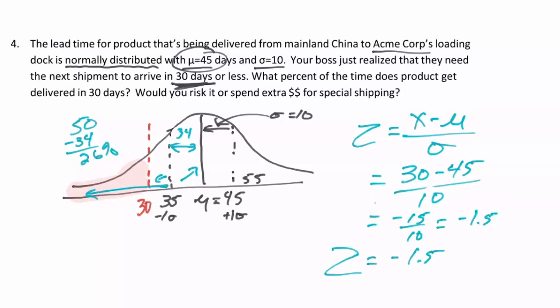Now, that alone doesn't help us. We now need to use this negative 1.5 z-score value and compare it to a z-score table to get the actual percentage that's in this red region. So I'm going to pull up a z-score table.